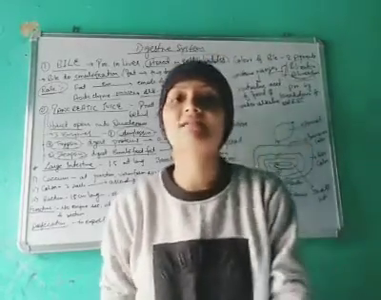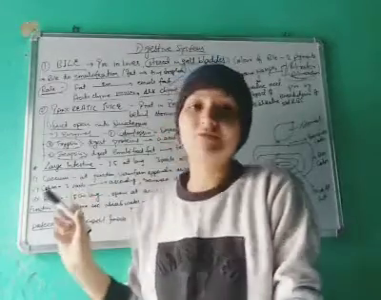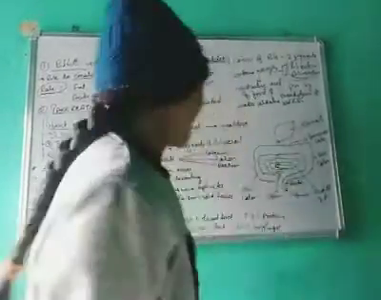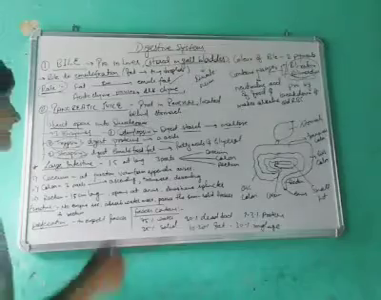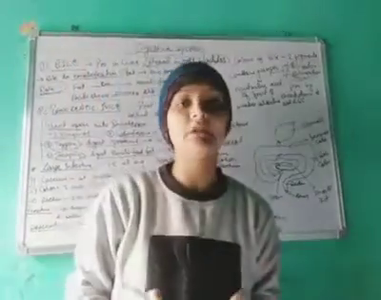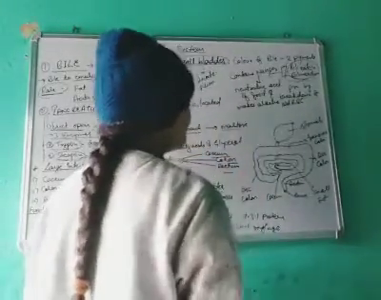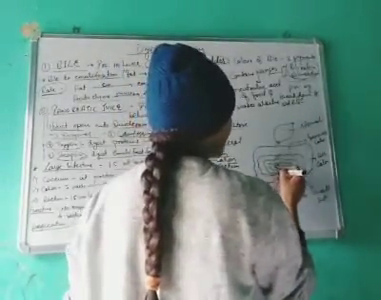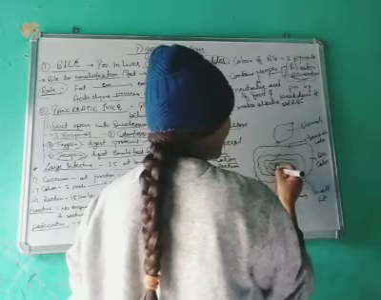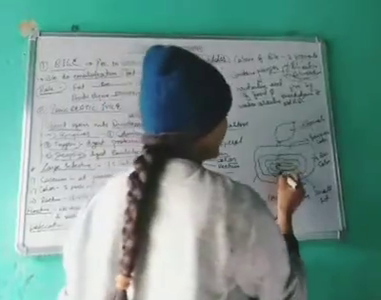Next there is the large intestine. The remaining food then passes to the large intestine. The large intestine is 1.5 meters long. It has three parts: cecum, colon and rectum. I have shown it here. The junction point between the small intestine and large intestine is called the cecum.